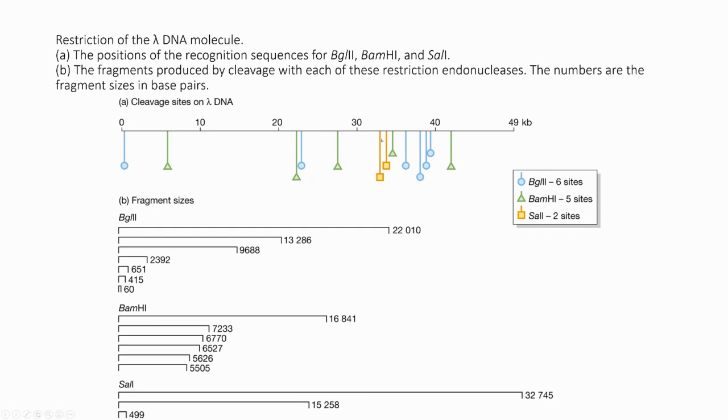So if linear DNA has two sites, then they produce one fragment here, a second fragment, and a third fragment. So you have 1, 2, 3, right? You have two cut sites. For a linear DNA molecule, you produce three different DNA fragments. And then for BamHI, the green one, five sites. For the five cutting sites, you can generate six DNA fragments, because you cut 1, 2, 3, 4, 5, and after you cut it, you produce 1, 2, 3, 4, 5, 6 fragments.